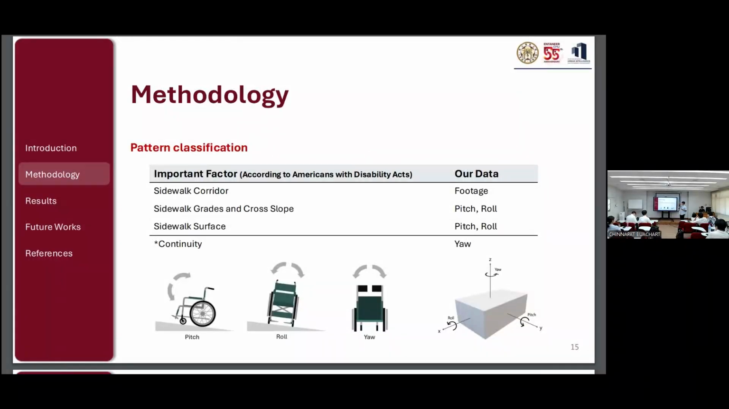And as for the pattern classification, according to the Americans with Disabilities Act, they give us some factors that are important for the sidewalk. For example, sidewalk corridor, grades, cross slope, and sidewalk surface. And we also want to focus on the continuity. So in these factors, we use our data accordingly to try to evaluate the condition of the verandas.